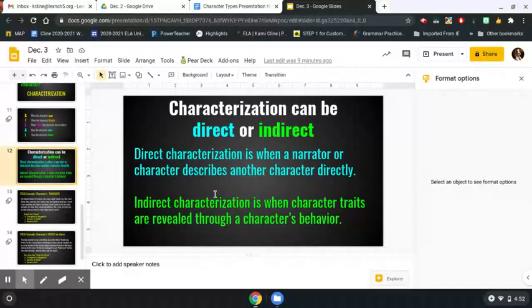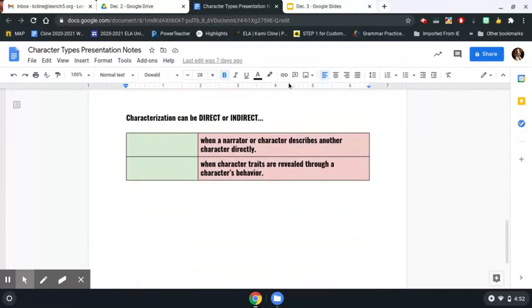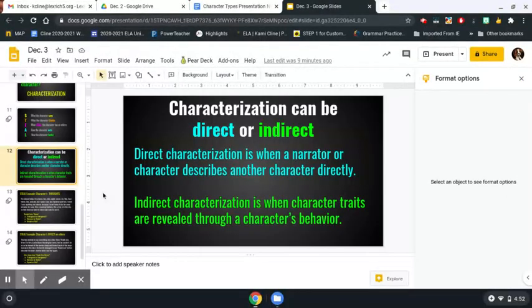Now, characterization can be direct or indirect. So let's see what your notes say. Okay, we're going to figure out which one's direct and which one's indirect. Direct characterization is when a narrator or character describes another character directly. They come out and say, Bobby is mean, so you know it.